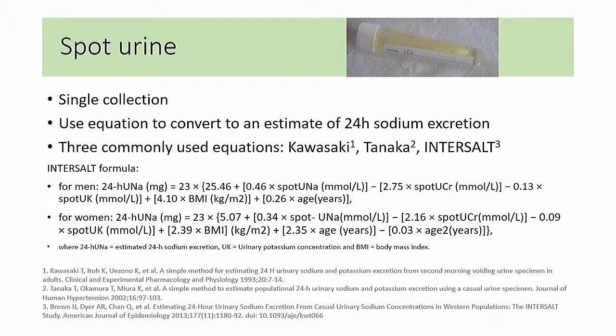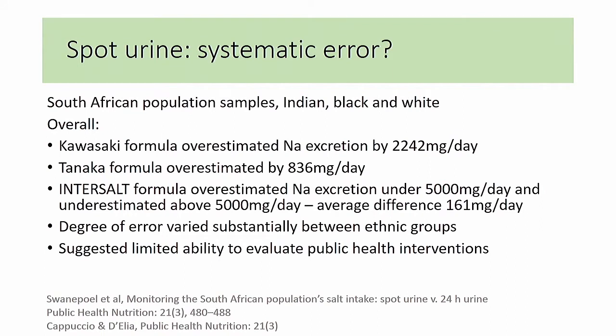There are two derived in Japanese populations and one series of equations derived from Intersalt data. And I've included just one example of the sorts of formula we are talking about here. You can see that they're derived from a regression analysis and include sodium and creatinine concentration, sometimes potassium concentration as well, but also demographic factors such as age, sex, BMI. And they usually have limited validity in older adults. But there's a lot of emerging evidence that there is systematic error in spot urine estimates of 24-hour excretion.